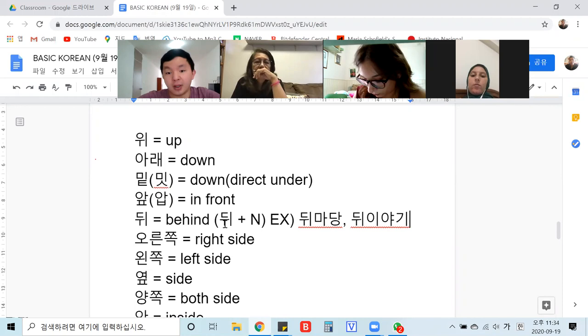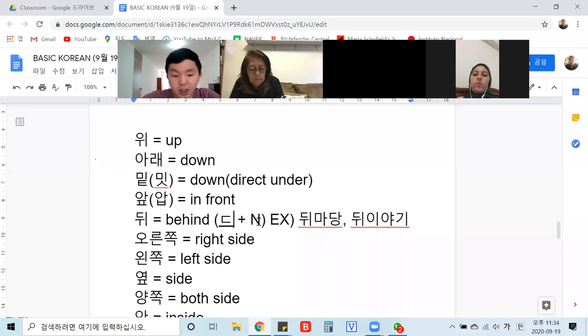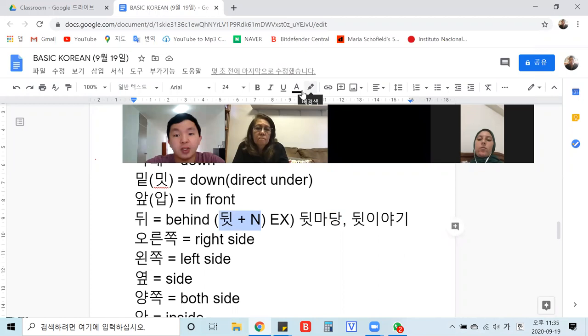But the thing is, when you're trying to conjugate this way, 뒤 plus noun, you have to change the syllable. We say 뒷, twit, including the T sound of the 받침, like that, as you can see. And 뒷마당 is incorrect, we have to say 뒷마당. And also this one as well, 뒷이야기. This is another tip for when you're trying to say behind plus noun.